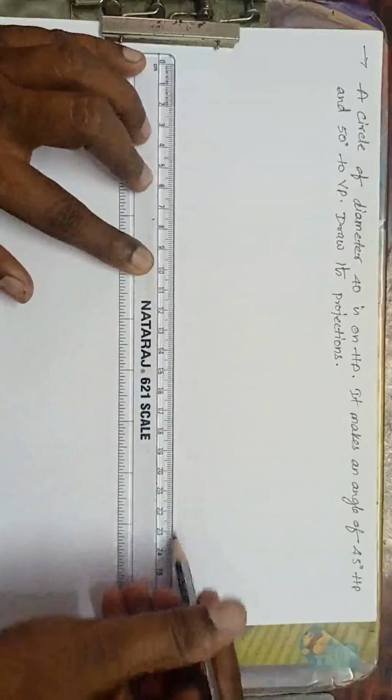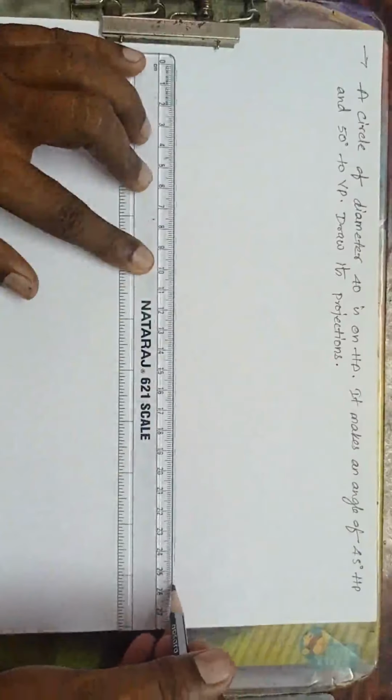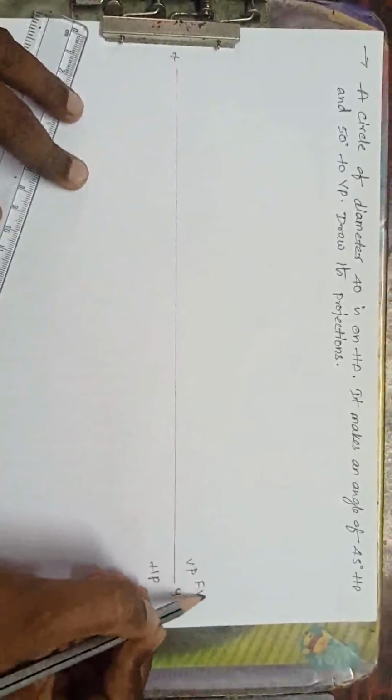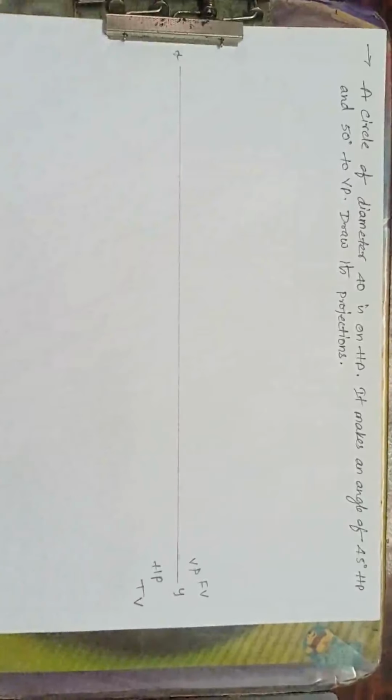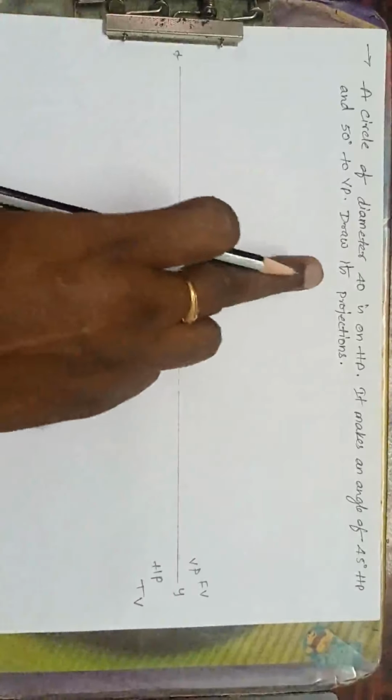Now see here, this is the XY reference line. I have to mention HP, VP, as it is first angle projection. VP is always the front view, HP is always the top view. No need to mention the gaps, because here they are not given. Now let us read the question.